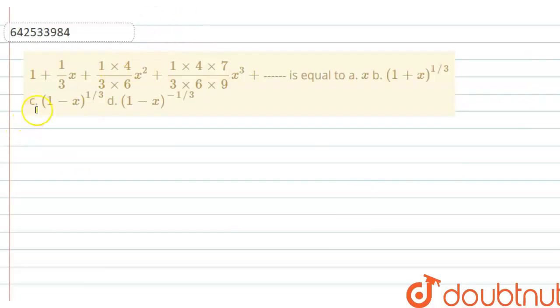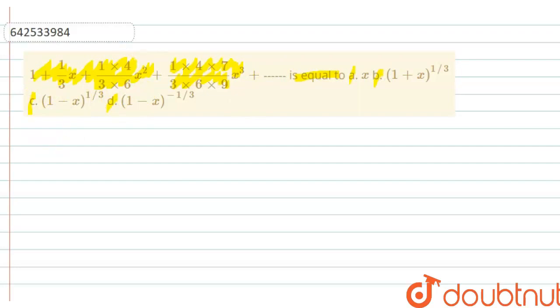Hello everyone, so the question is 1 plus 1 upon 3x plus 1 into 4 upon 3 into 6x square plus 1 into 4 into 7 upon 3 into 6 into 9x cube, and this is proceeding like this. This is an ongoing series. This is equal to, we are given with 4 options. We have to calculate the answer and then tick which of the options is correct.